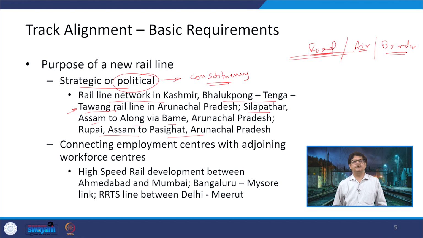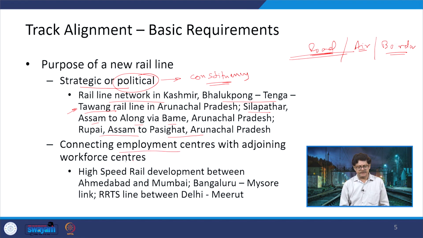A better connectivity is to be provided. Say there has been a narrow gauge or a meter gauge, and now it has to be converted to broad gauge, so that the movement becomes faster and more loads can be taken to that area. So that can also be one of the reasons that we start working on those particular aspects.